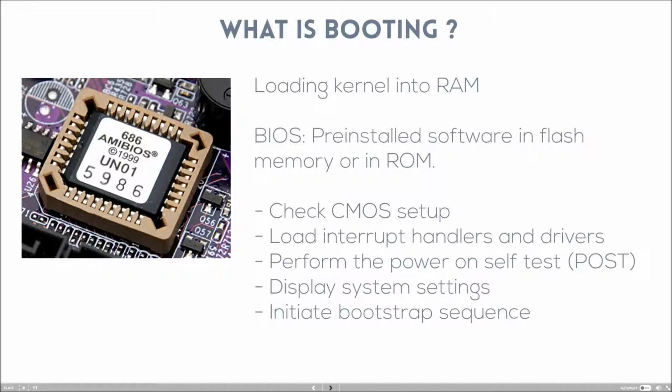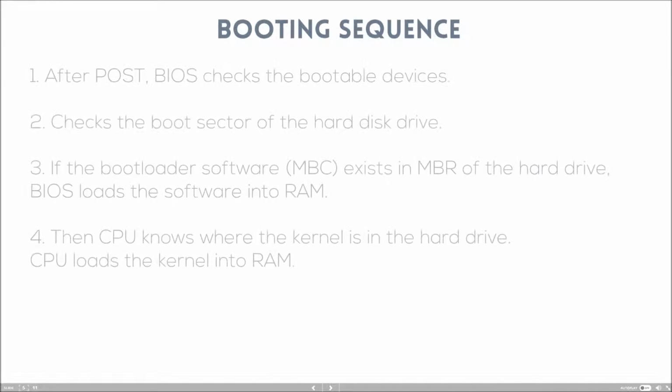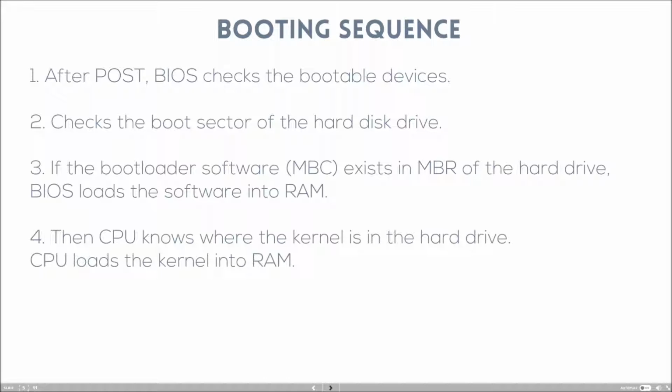This is the sequence of BIOS missions. First, it checks CMOS setup, loads interrupt handlers and drivers, then performs the POST. I'm gonna tell you later what they are. Then it displays the system settings and initiates the bootstrap or boot sequence. After the POST is done, BIOS checks the bootable devices. If you get in the BIOS settings, you can see the order of the boot devices. Generally, the first one is hard drive, the second one is CD, DVD-ROM, the third is USB drive, and so on.